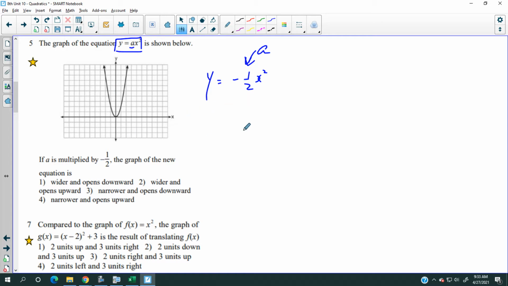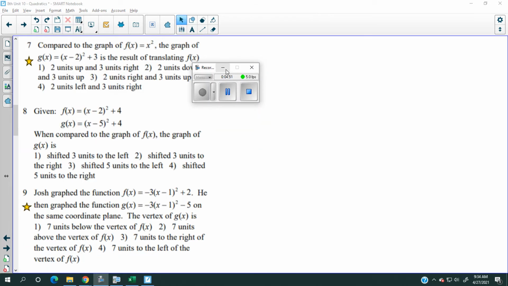So if it's multiplied by negative 1/2, first of all, what's gonna happen with the negative sign? Yeah, the graph is gonna flip upside down. It's gonna face down. And then what is the half gonna do? Does it make it wider or more narrow? Think about it. Remember what I said: half makes it wider. So it looks something like that, okay? Again, not a great drawing, but let's see which one is true. So it's wider and opens downward. That's it, okay? See, it's not so bad. It's doable.